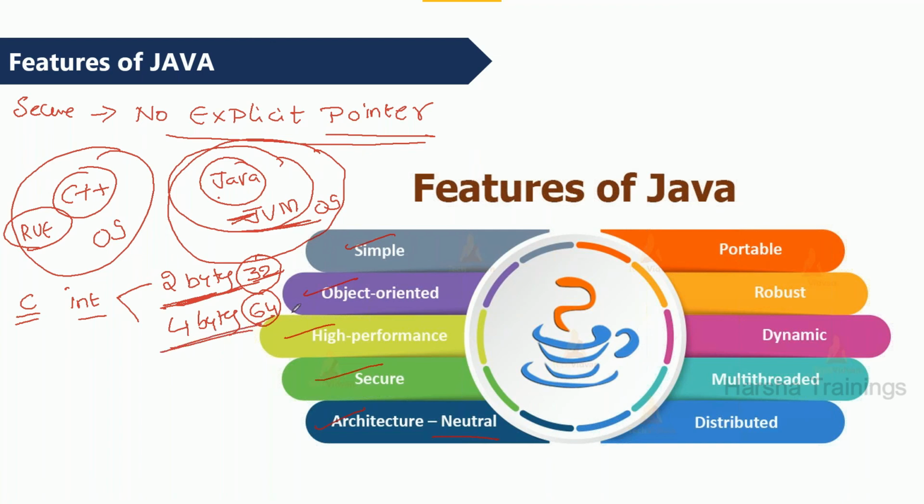That means whenever the machine changes, at the time of laptop creation, the architecture and the data type sizes change. But coming to Java, it does not depend on architecture. Whatever the architecture, whether it is a 32-bit machine or a 64-bit machine, it is completely the same. No further modifications are needed. That is the reason we say it is architecture neutral.